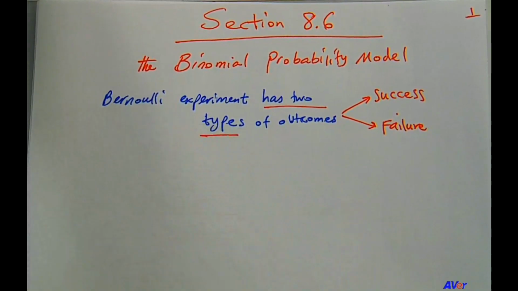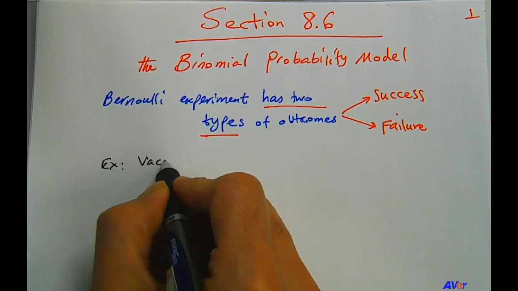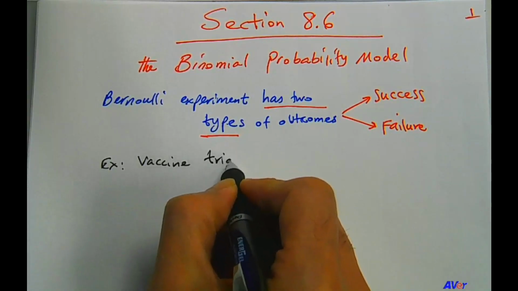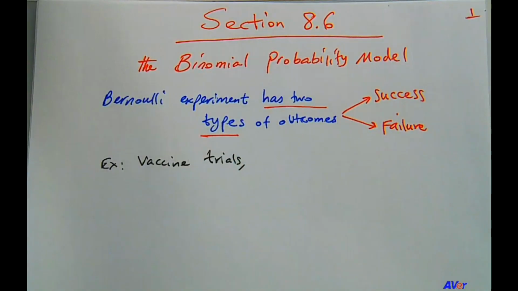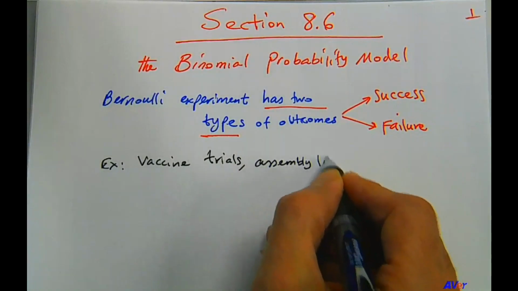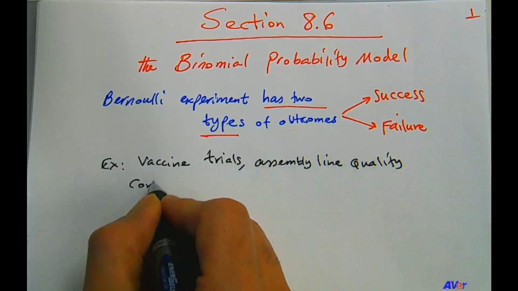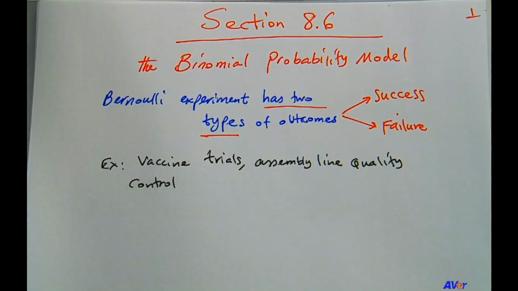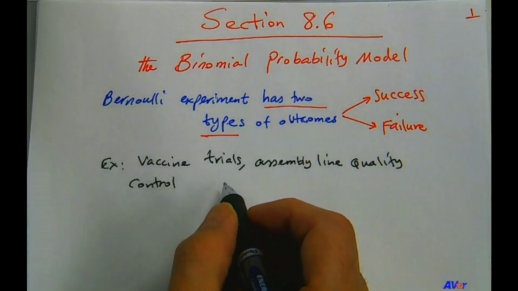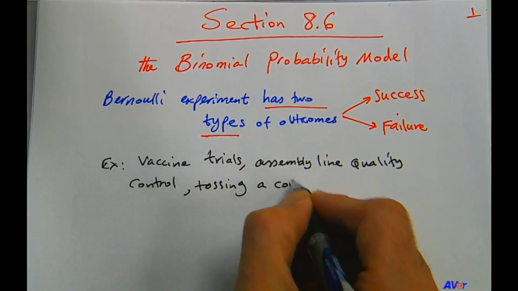Okay, so examples of these. What are some examples of binomial experiments? These can be vaccine trials. If a vaccine works, then it's considered a success event, and if it doesn't, it's considered a failure event. Assembly line quality control is another type of data with which you can use this probability model. Tossing a coin, like I said a minute ago, etc.